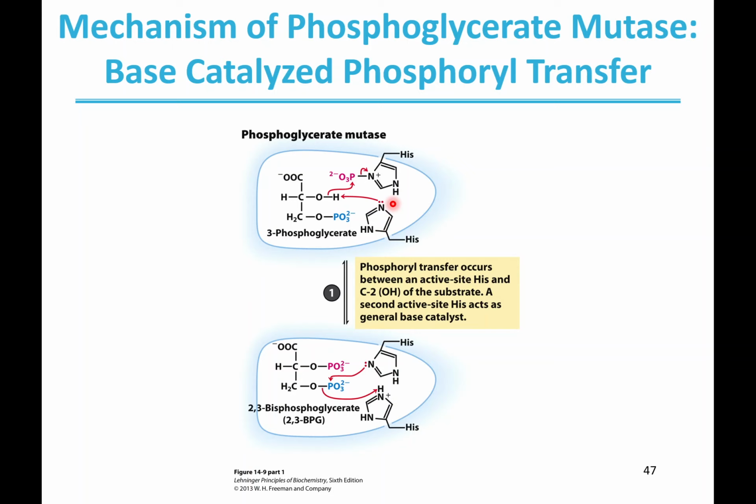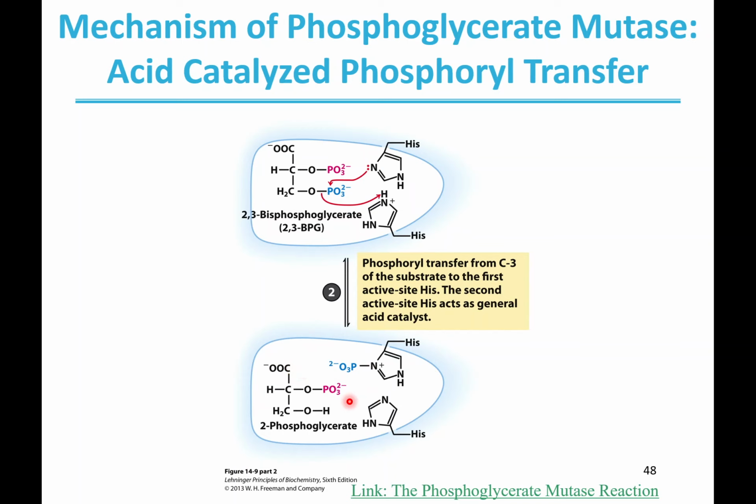Right, so here's our mechanism. We have two active site histidines. One has a phosphate group. The phosphate group on that active site histidine is going to be placed on carbon 2. That gives you a 2,3-BPG intermediate. All right, and that 2,3-BPG intermediate can then give up the phosphate on carbon 3 to the other histidine. Actually, it would be back to the same histidine that had the phosphate group to begin with. Okay, and that resets the enzyme, and that gives you your product, 2-phosphoglycerate.